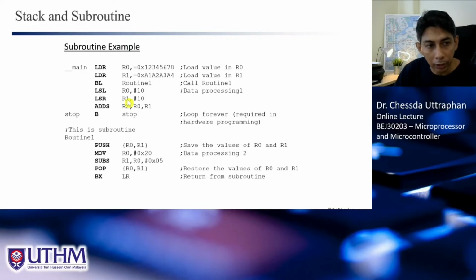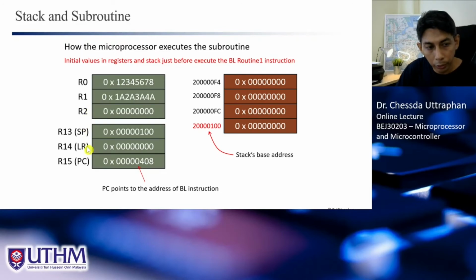How does the microprocessor know that it needs to go to this subroutine, and after executing the subroutine, know where to go back to for the next instruction to be executed, all right, after the subroutine? So we need to use the PC, the program counter, and the LR, the link register.